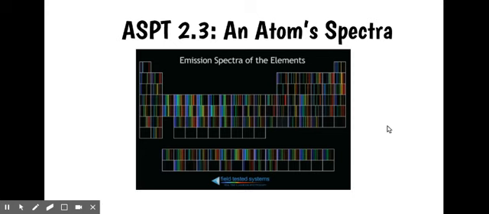All right, so I'm just going to take a minute to run down objective 2.3 and do a recap of it. First thing that you're looking at is the spectra of all the elements. The big thing here is if you look at every single element on the periodic table, no two elements have the same spectra. And that is because no two elements have the same number of protons.